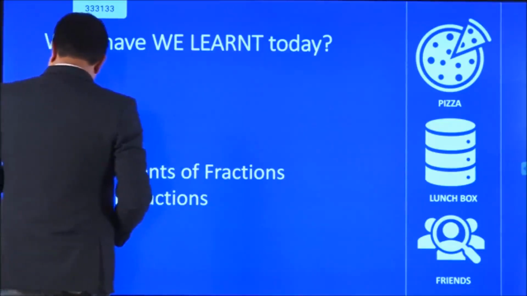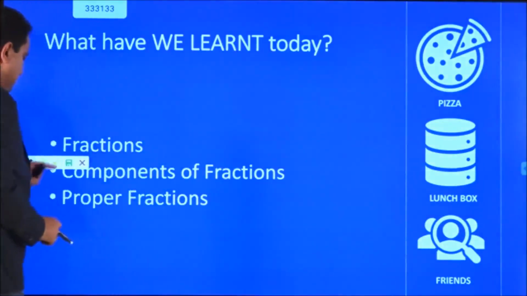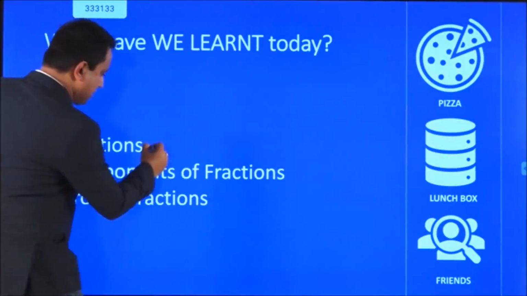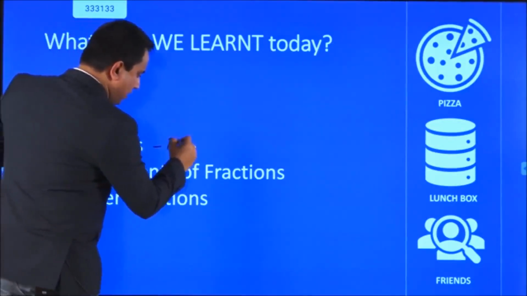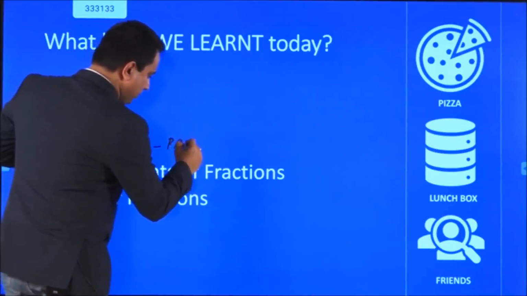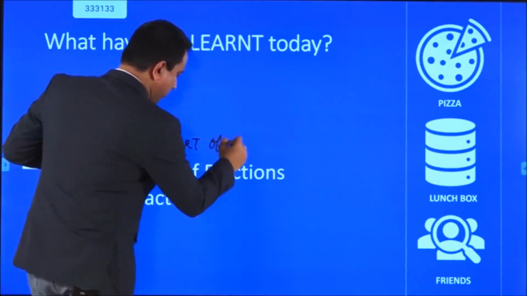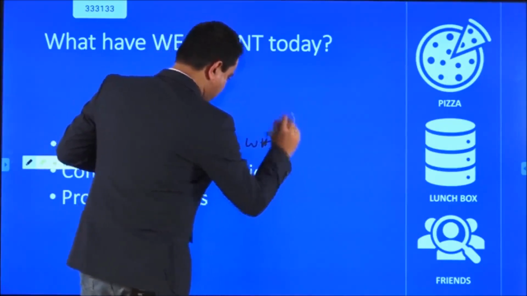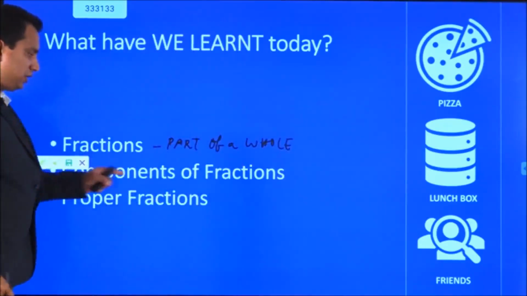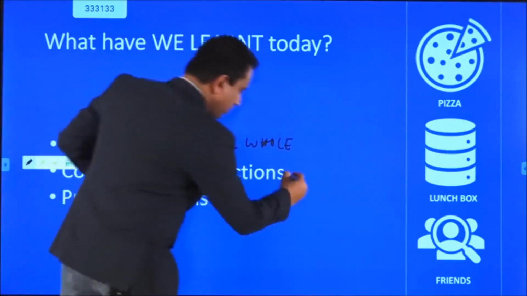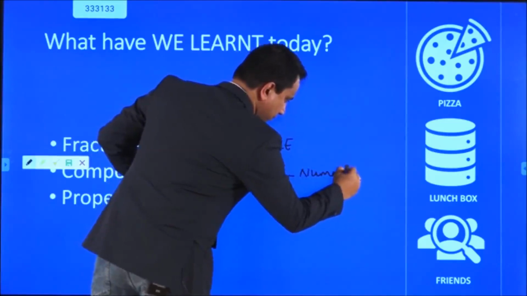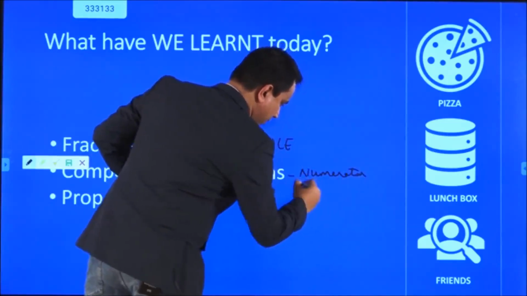Before we end the class, let's try to quickly see the summary of what we have learned today. We have learned what a fraction is. A fraction is nothing but a part of a whole. A part of a whole. Wonderful. Please note it down in your books. We then have understood the components of a fraction. The components of a fraction are a numerator and a denominator.